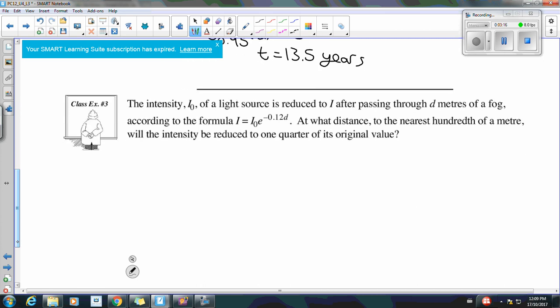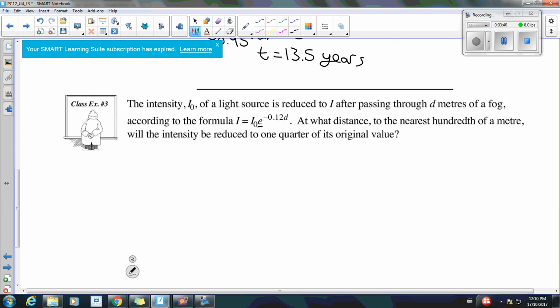Example 3, the intensity I0 of a light source is reduced to I after passing through d meters of fog. According to the formula, I equals I0 e to the power of negative 0.12 d. Remember, e is this constant similar to pi that is used to represent growth of populations a lot of the time and growth in nature. At what distance to the nearest hundredth of a meter will the intensity be reduced to 1/4 of its original value?